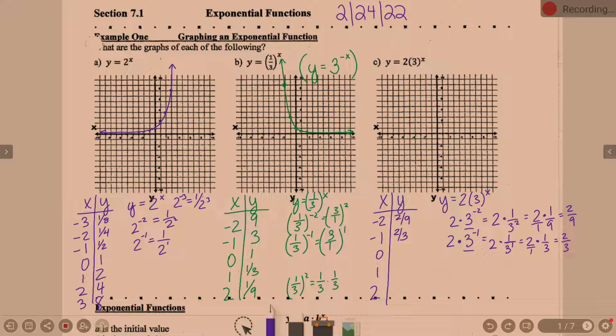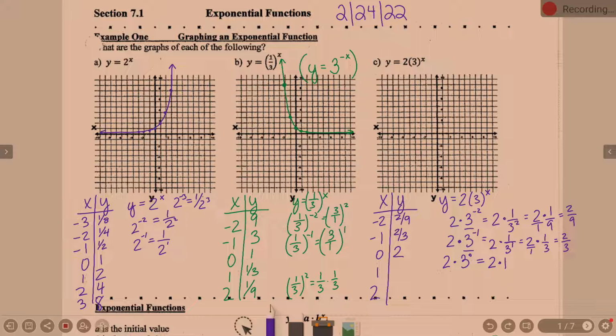Stick with me. Now we're going to put 0 in. 2 times 3 to the 0. Step 1 is exponents. What is 3 to the power of 0? 1. Anything raised to the power of 0 is 1. So is my final answer 1? No. It now becomes 2 times 1, which is 2.